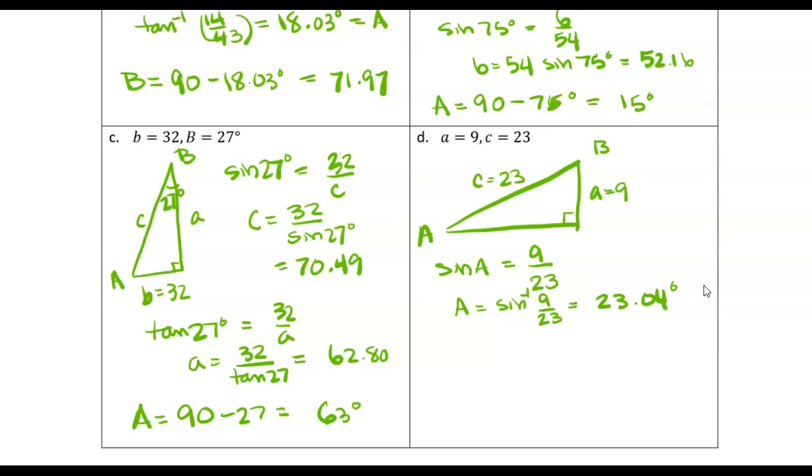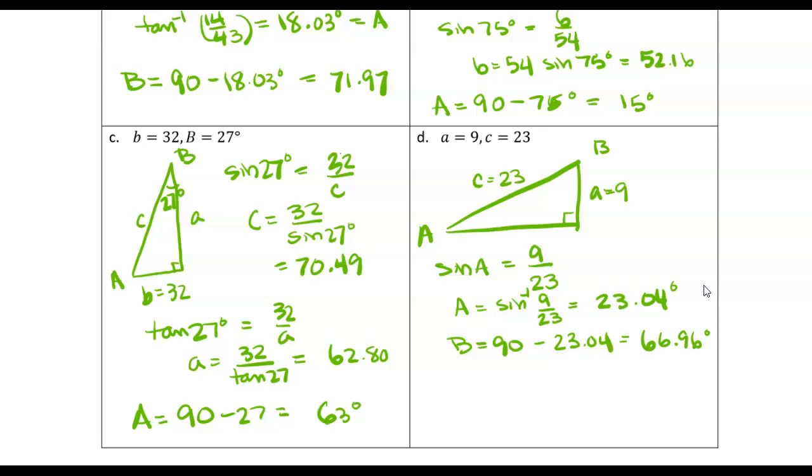Okay? And then it's easy enough to find angle B just by taking 90 and subtracting 23.04, which gives us 66.96 degrees.